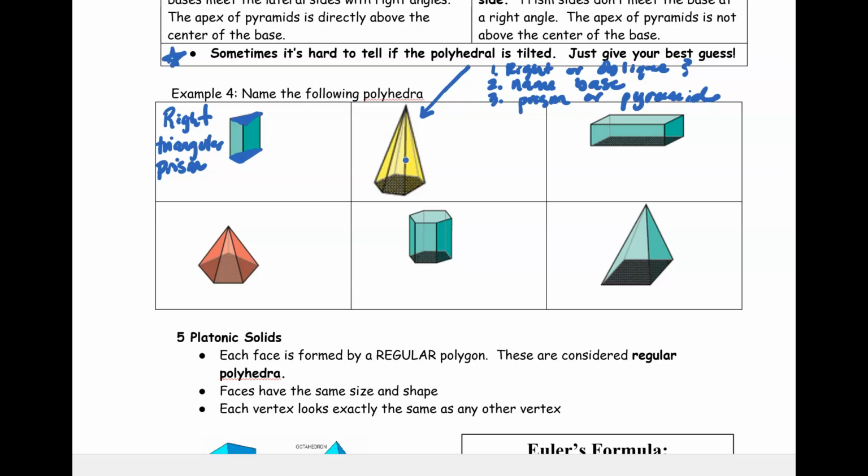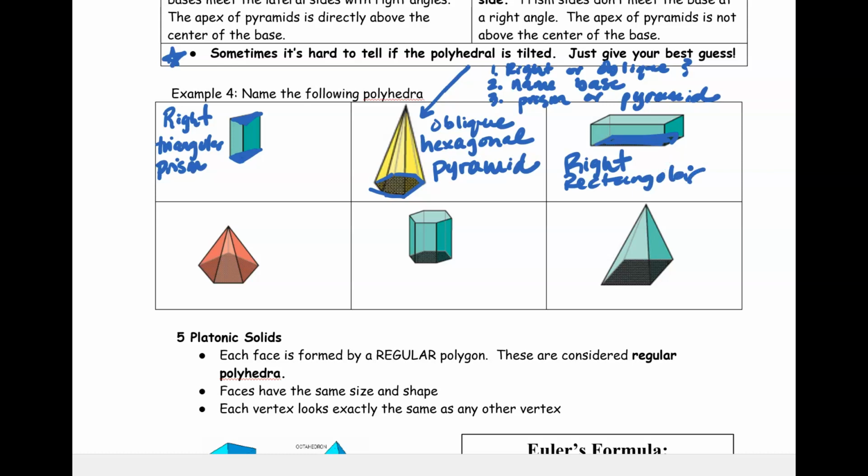So this second one looks a little tilted to me, so I'm going to call it oblique. And we're going to look on the bottom. It looks like I've got 1, 2, 3, 4, 5, 6. So a hexagon. So we call it oblique hexagonal, and then it's a pyramid. Okay, this next one looks like I've got a right, looks like it's standing straight up. So right rectangular, since the base is a rectangle, and then prism.